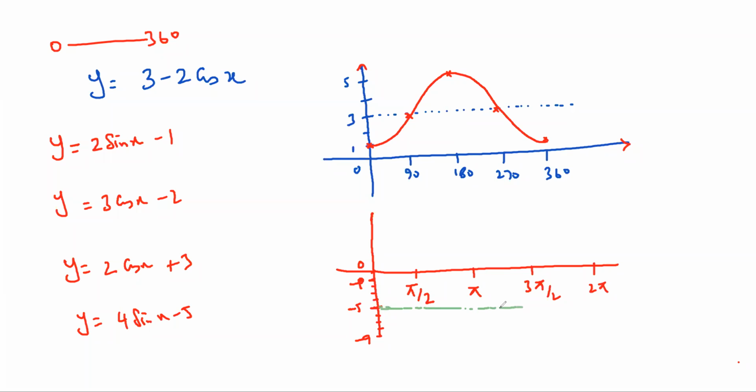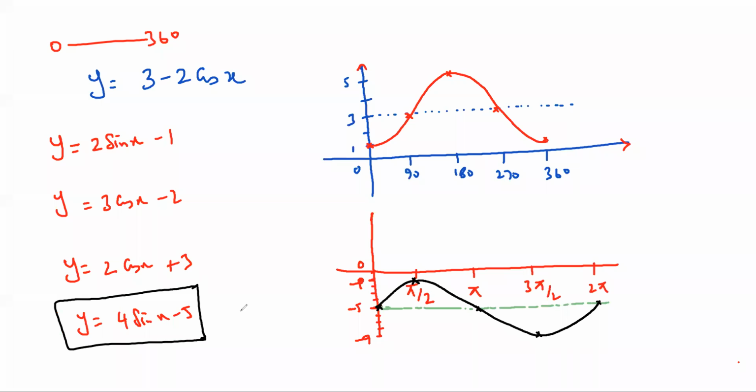So this dotted line is the axis of our curve, and here, sine starts from the axis, maximum, axis, minimum, and this one is the axis here, okay? So we can draw it like this. This is the graph for y is equal to 4 sine x minus 5, which I have drawn here and taken the angles in radians.